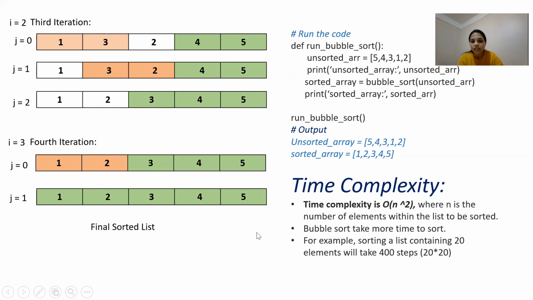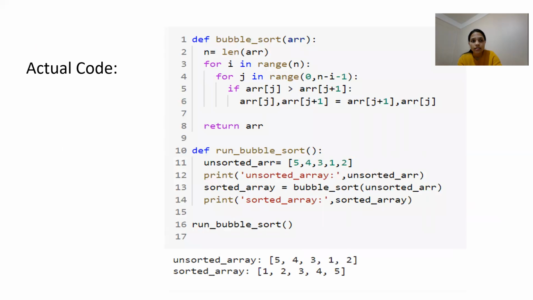the array. For example, if you have a list of 20 or 40 elements in it, it is going to repeat like 400 steps, or 1600 steps. So you can see how many iterations are repeating. So what we do is we have another method called merge sort, which is much more widely used than the bubble sort. This is the actual code of the bubble sort.